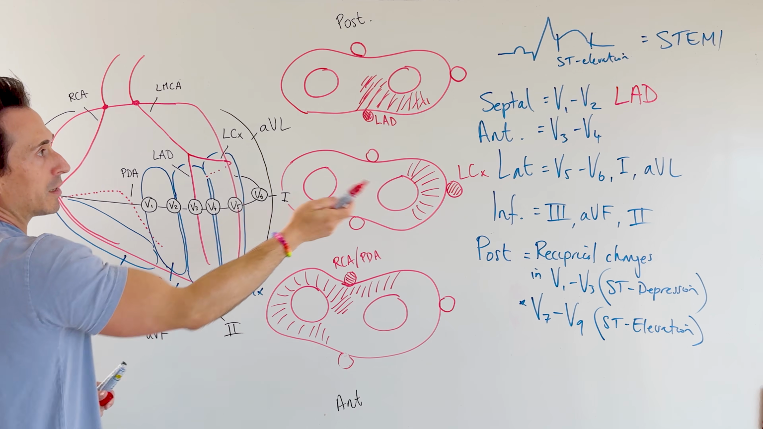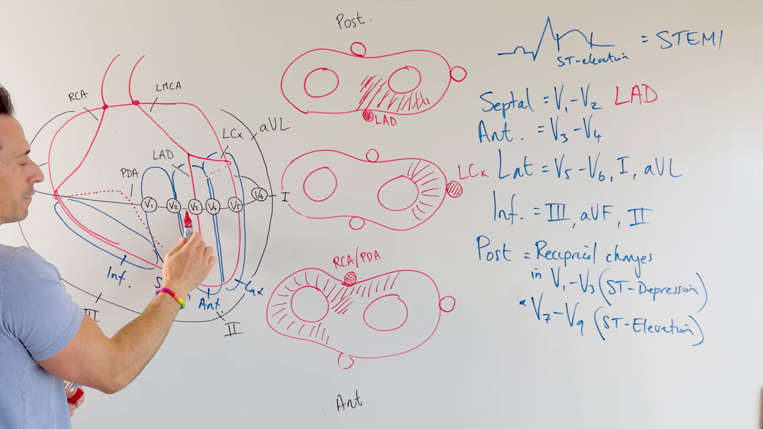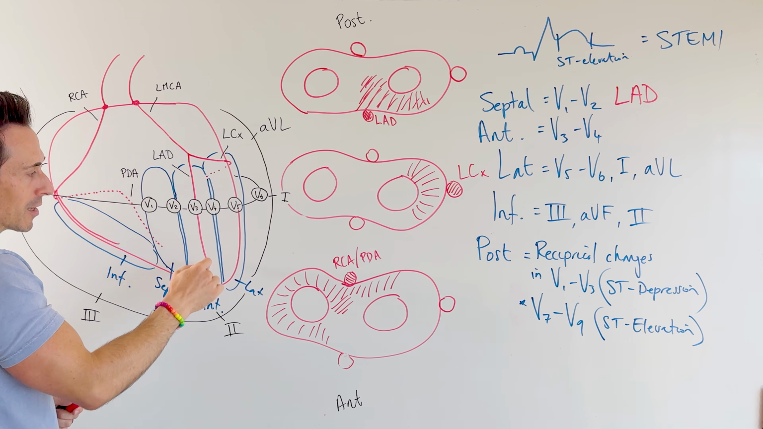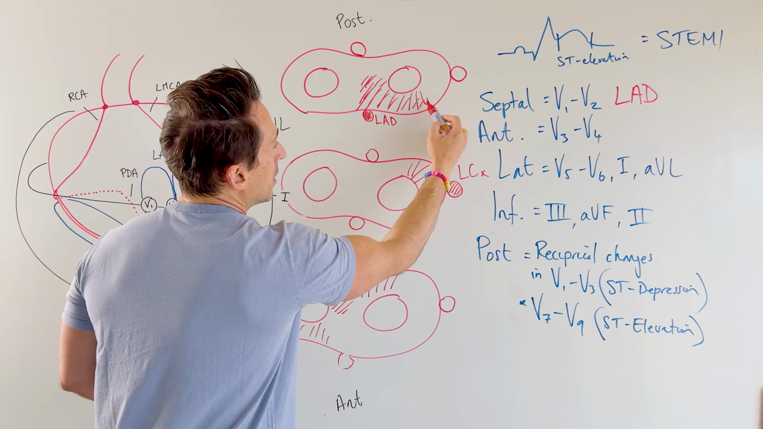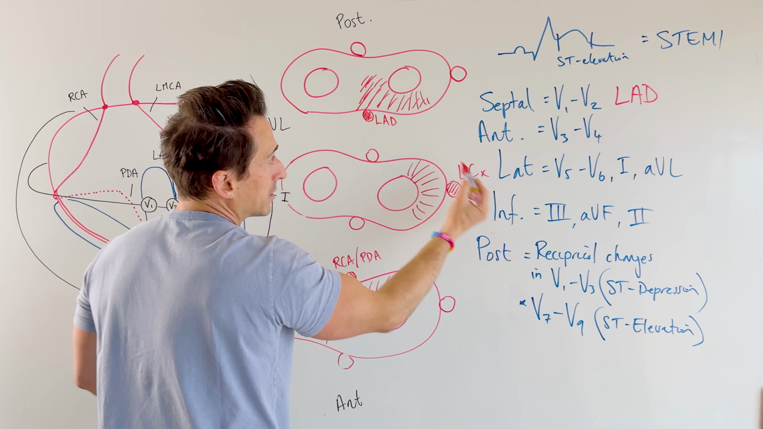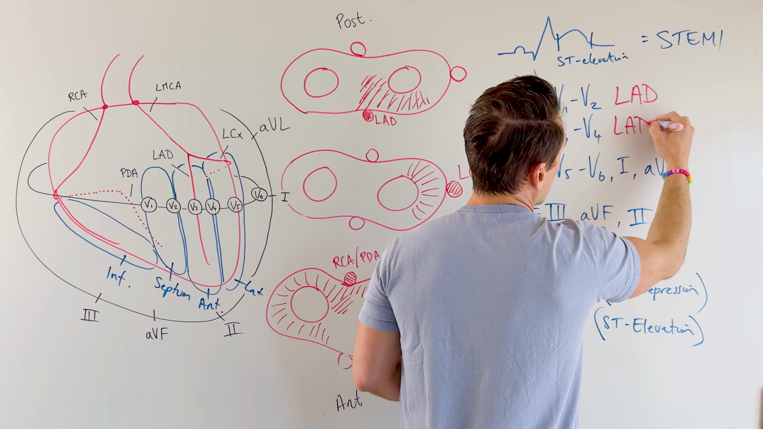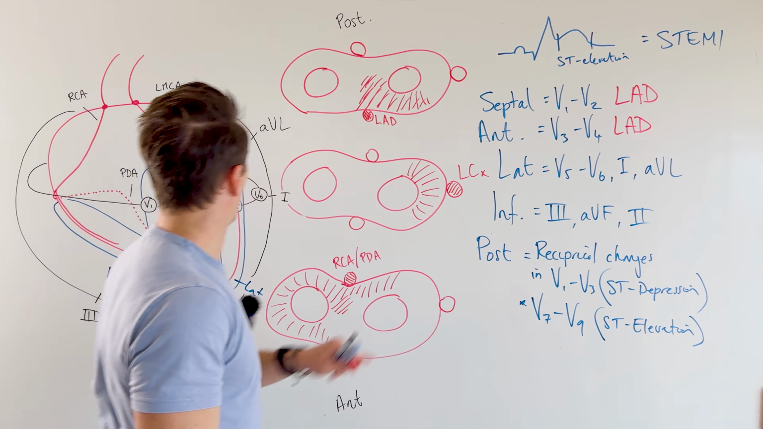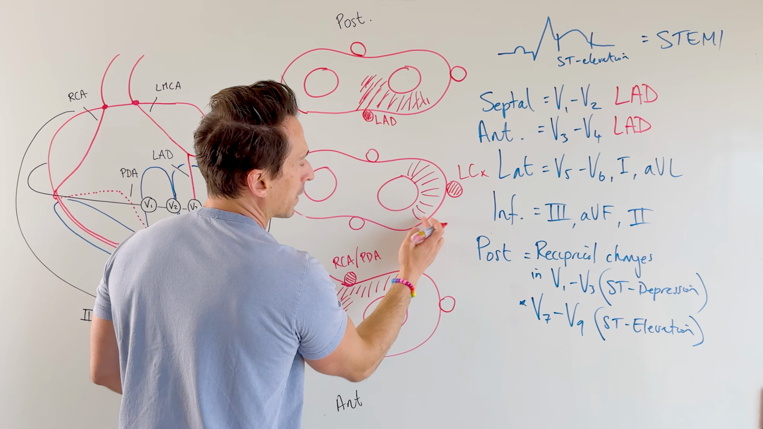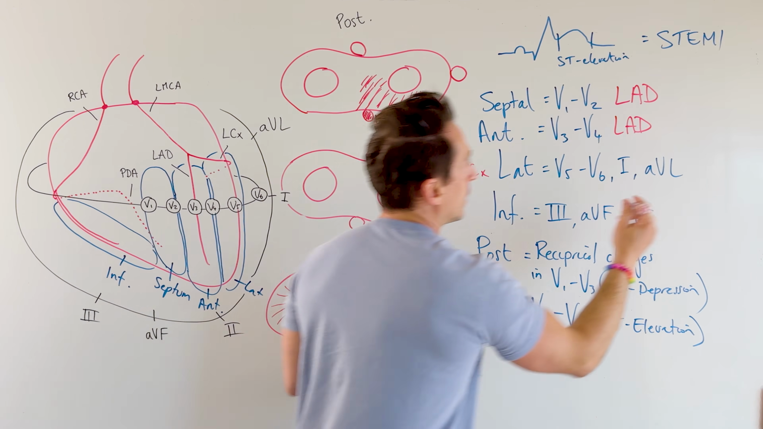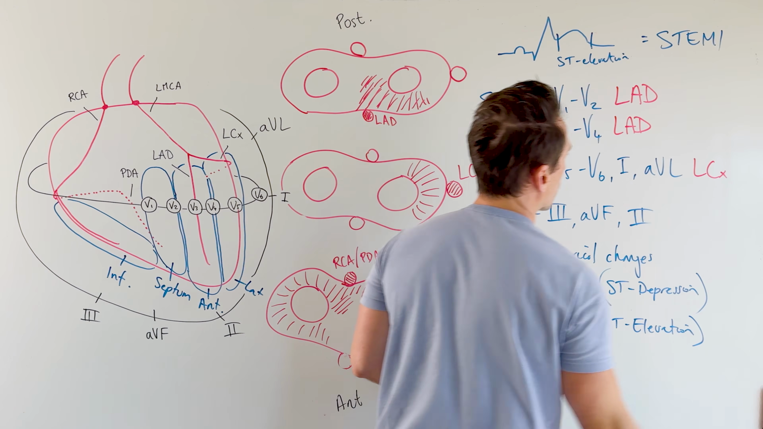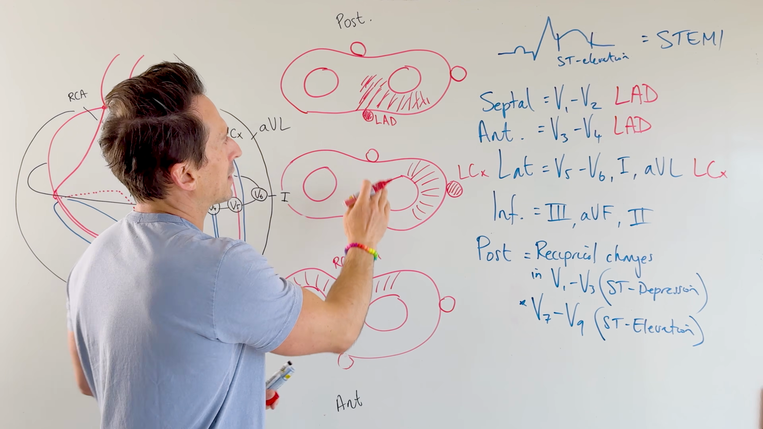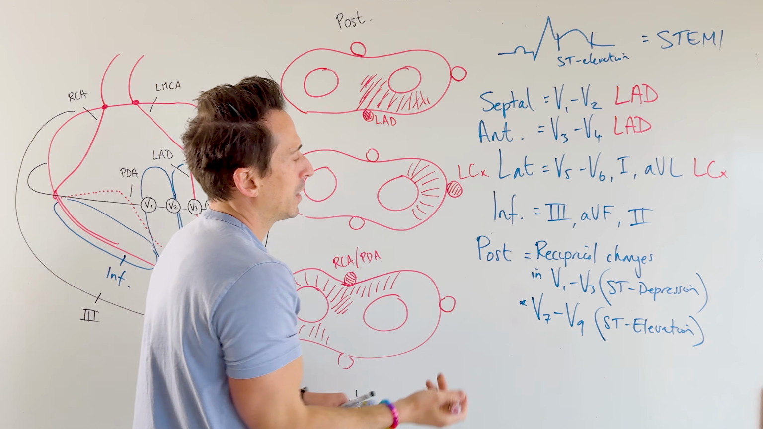Okay, what about anterior? So we said we saw an ST elevation in V3, V4. It's anterior. Well, you can see the LAD there, right? But you can also see the LAD is most, if not all, of the anterior wall. So the LAD. What about lateral wall? We've got the left circumflex for that lateral wall. And you could argue maybe some lateral branches of the LAD.